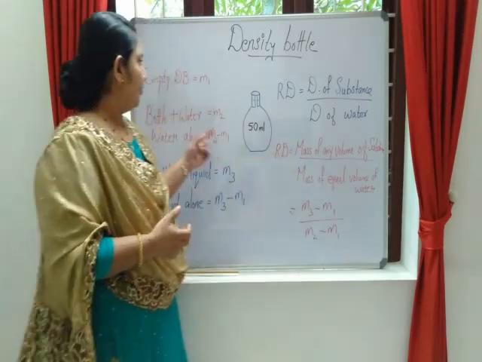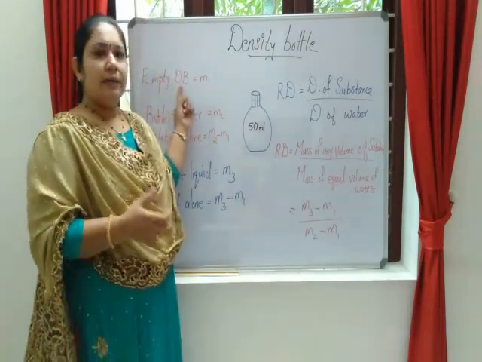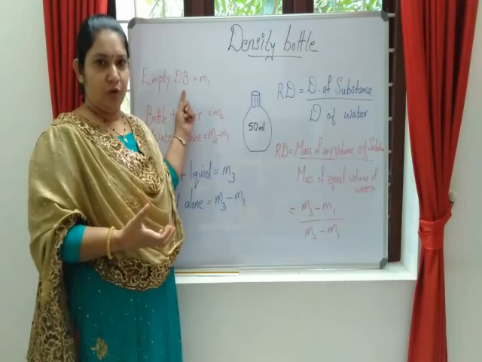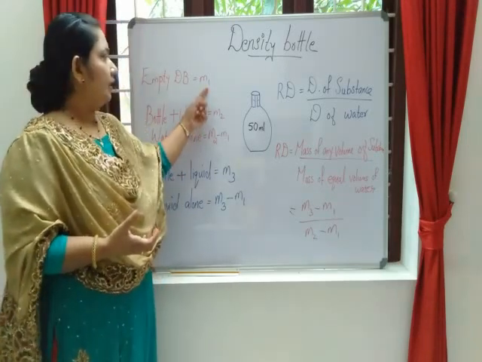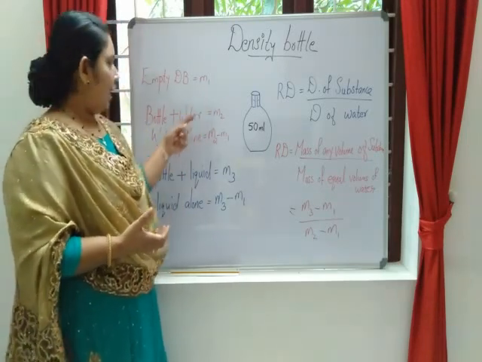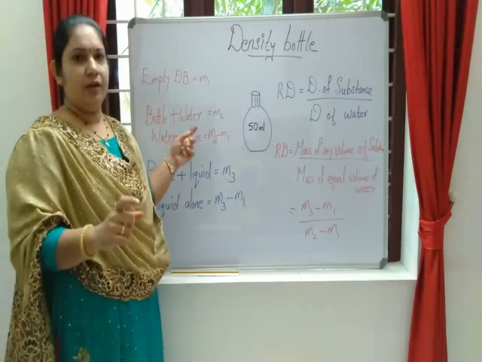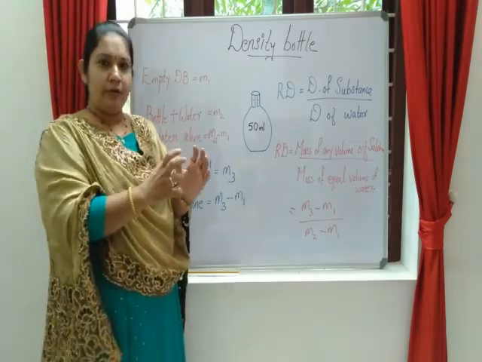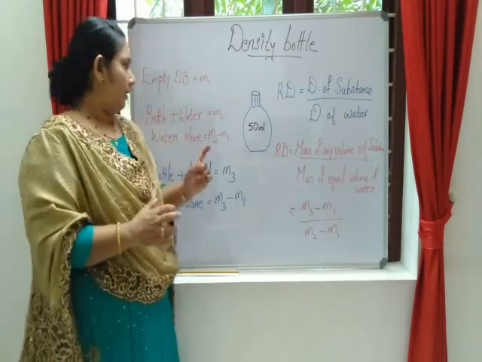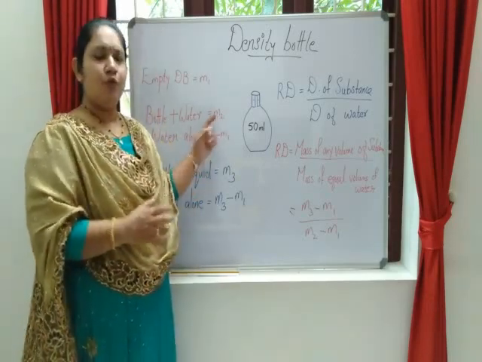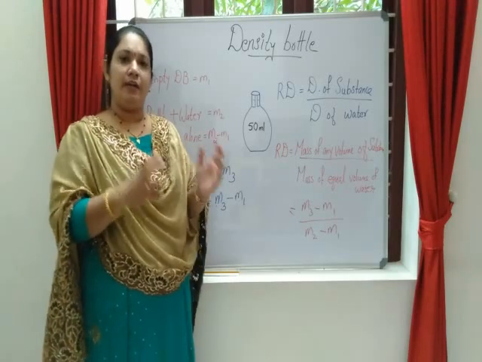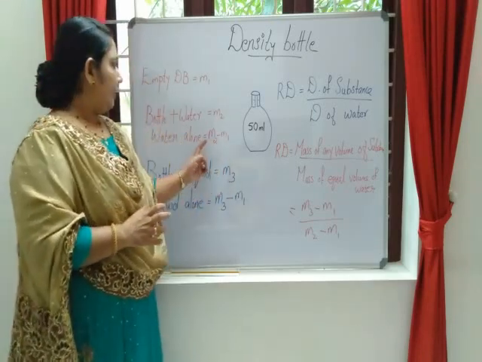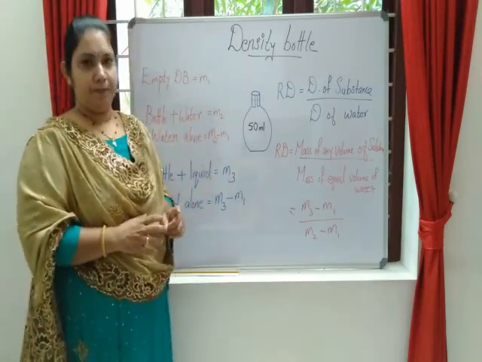First, we have to find the mass of the empty density bottle. Then we mark it as M1. After that, fill it with pure water. Then again measure it, and you will get the mass of the bottle plus water together. We will take it as M2. So, what will be the mass of the water alone? It will be M2 minus M1.